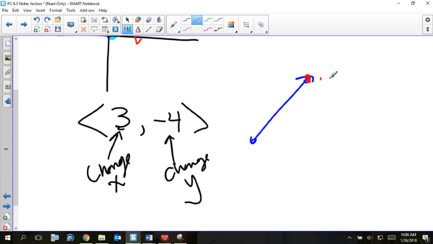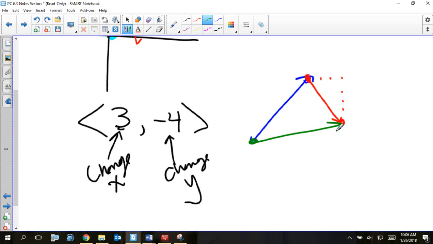3 on the x is which direction? Right, okay? 1, 2, 3. And then we're going to go down 4. 1, 2, 3, 4. So from here, we're now going 3, 4. So I'm just going from one vector, added on to the next vector. You're just building vectors here. And then our final answer would be from the start to the very end of all of the vectors you've built. You're just putting one vector onto the next vector, and that gives you that basic vector.